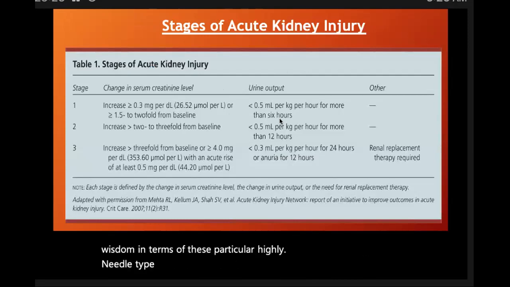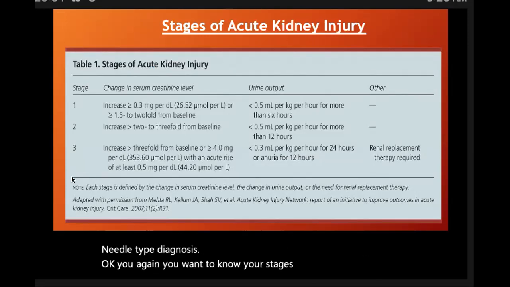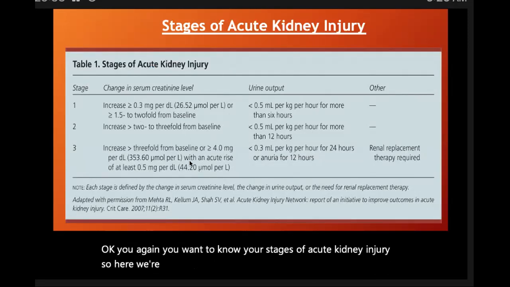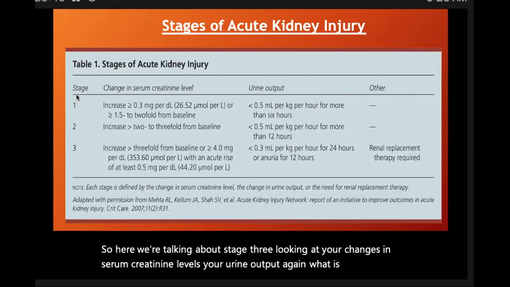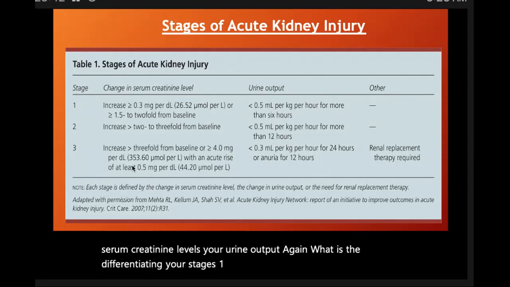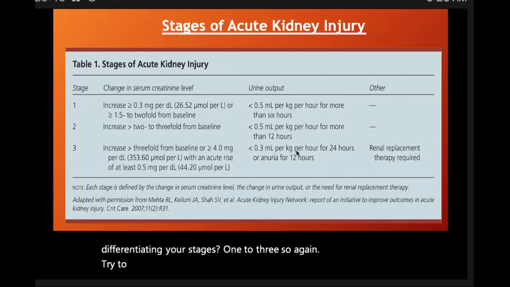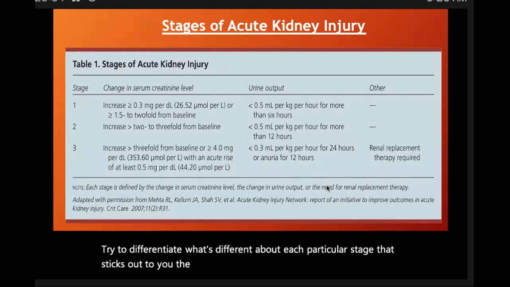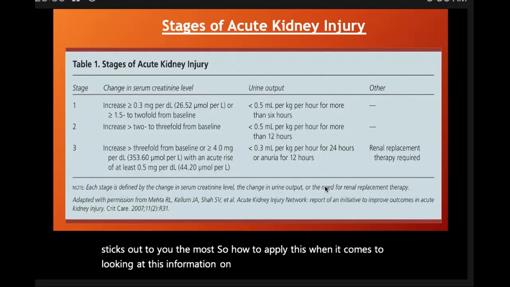You want to know your stages of acute kidney injury. Here we're talking about stage 3, looking at your changes in serum creatinine levels and your urine output. Again, what is the differentiating factor here between stages 1 to 3? Try to differentiate what's different about each stage that sticks out to you the most, so you know how to apply this when it comes to looking at this information on a quiz.